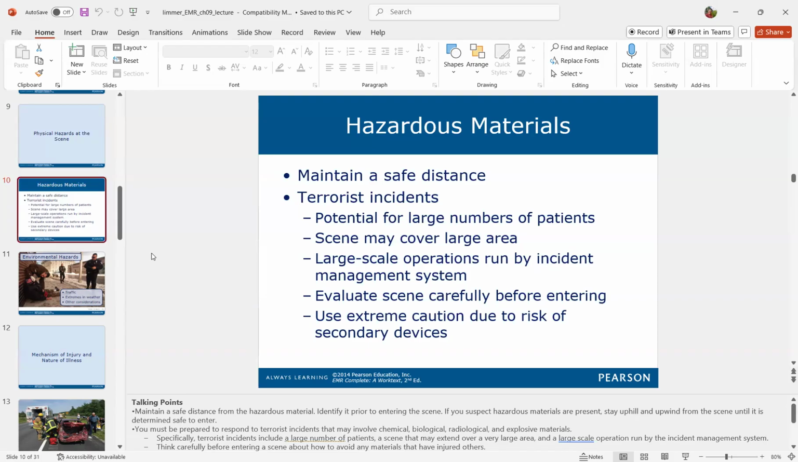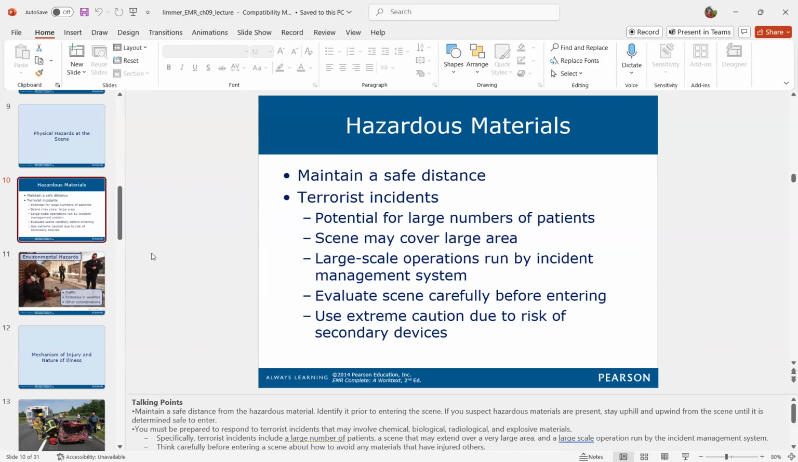We have to be prepared to respond to terrorist incidences in some places, probably not Ely where we are, maybe not Hibbing, maybe not Virginia, but some places where we might be. And these involve chemical, biological, radiological, and explosive materials. We'll also talk more about those.